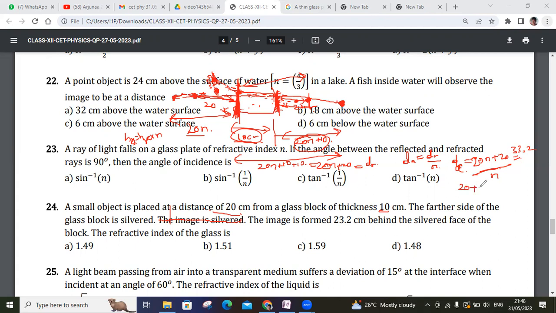So now 20 plus 20 by n is equal to 33.2. So 20 by n is equal to, what will we get? 13.2. So n will be 20 by 13.2, which, if you calculate, will be 1.51, close to that. You can take it as 200 by 132, then solve it. You will get 100 by 66, 50 by 33. 33 ones are 33. 1.51 you will get. Then we will go for the 25th.